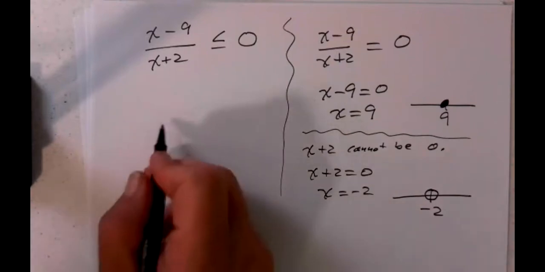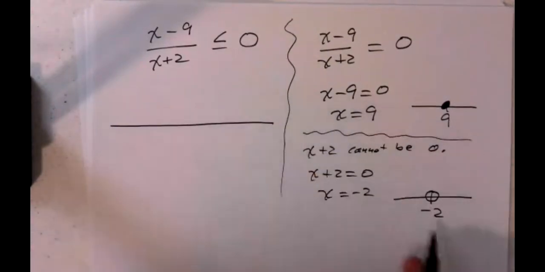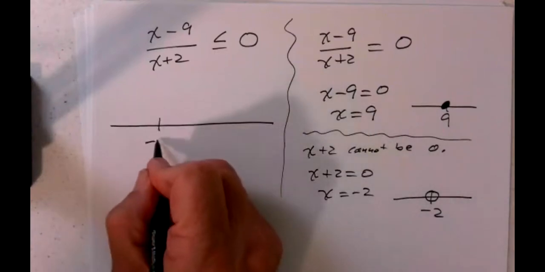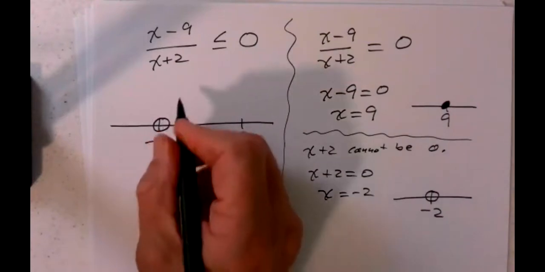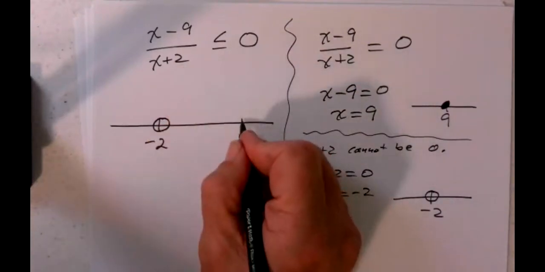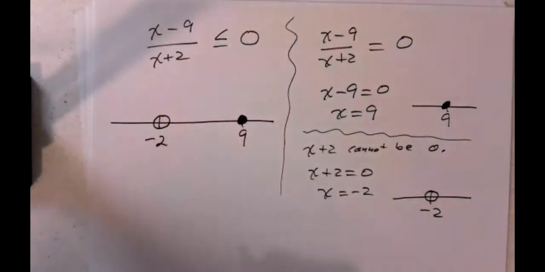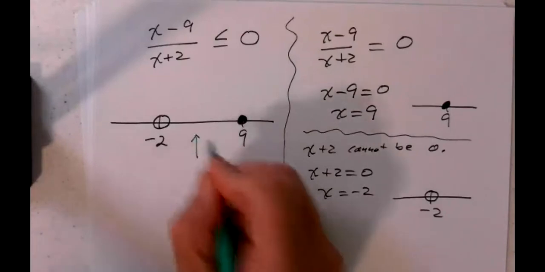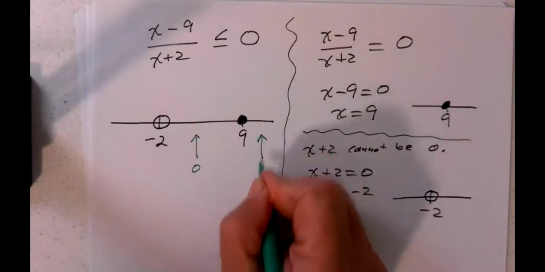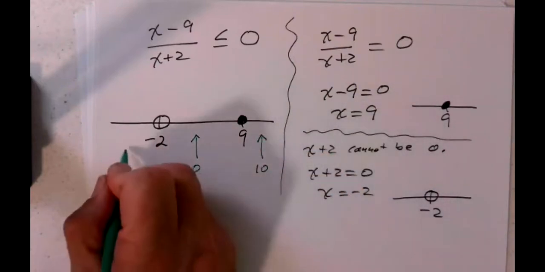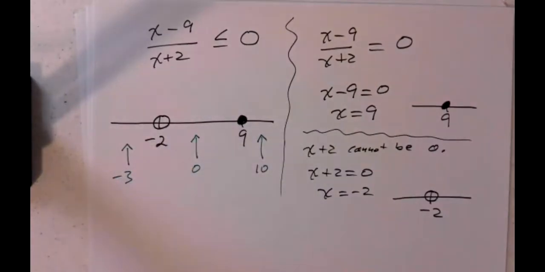So we'll lay out our number line. Make sure you do it in order. Negative 2 comes before 9. Negative 2 is an open circle because it is not in the domain. It makes the bottom 0. 9 is a closed circle because it makes the fraction 0 and it's less than or equal. So we've got to choose numbers in each interval to see if it's yes or if it's no. Between negative 2 and 9, the obvious choice is 0. Beyond 9, I think I'm going to choose 10. Beyond negative 2, I think I'm going to choose negative 3.